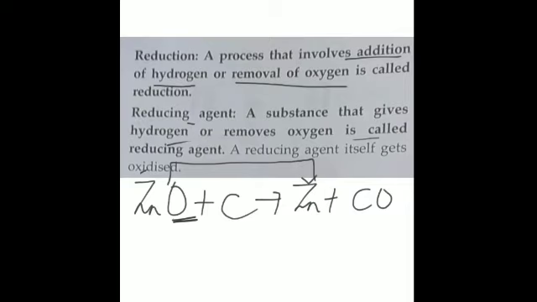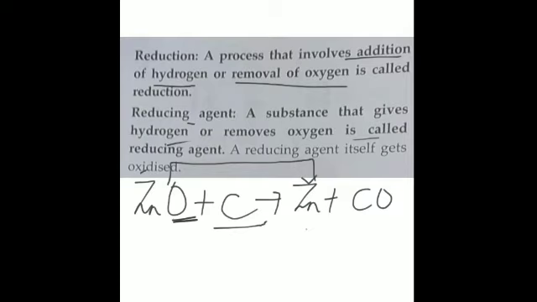Is that clear? And zinc oxide is acting as an oxidizing agent over here, and carbon is acting as a reducing agent. Is that clear? So here zinc oxide reacts with carbon to form zinc and carbon monoxide. Zinc oxide is reduced to zinc by the removal of oxygen. So carbon helps in the removal of oxygen. So it is the reducing agent. So carbon is a reducing agent over here.